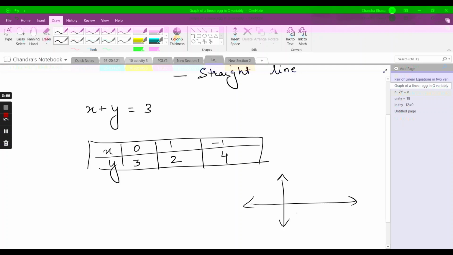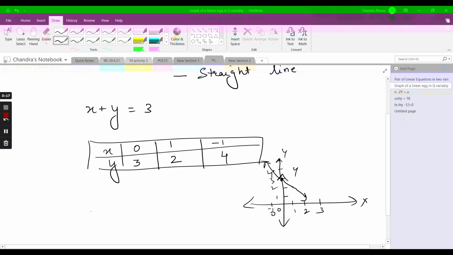3 points minimum are required to plot a graph. So (0, 3) will be somewhere here, (1, 2) somewhere here, (-1, 4) somewhere here. So it used to be a straight line. And all the points on the line are known as the solutions.